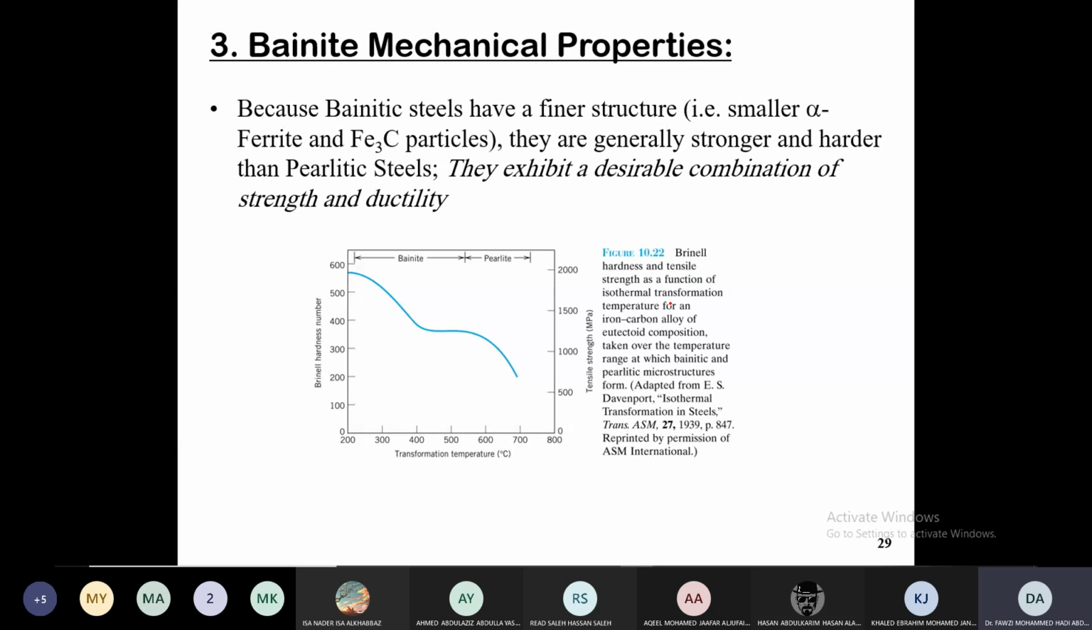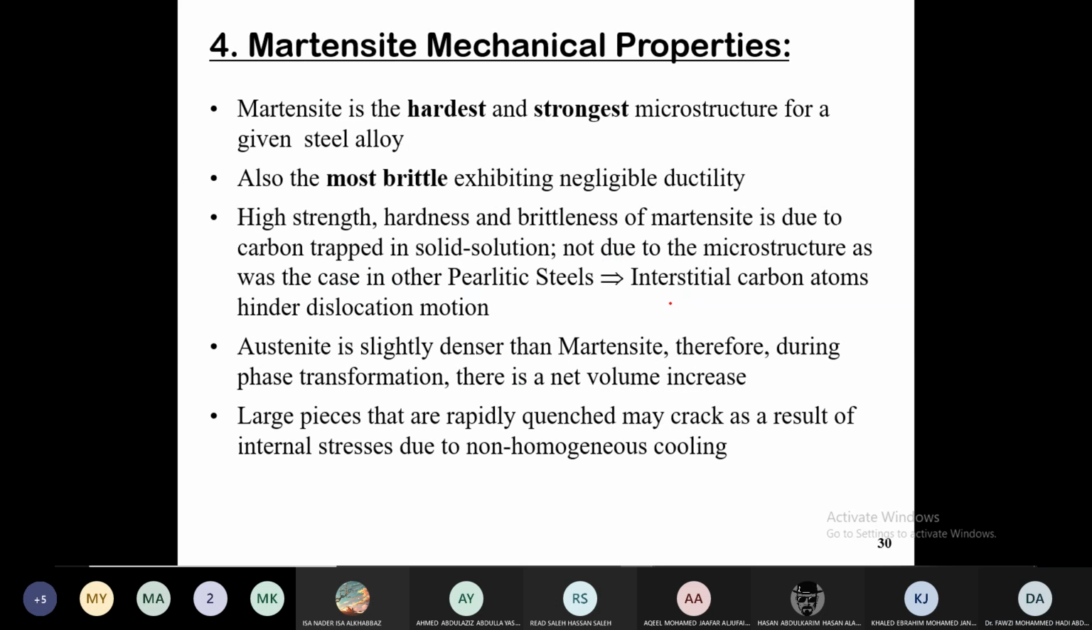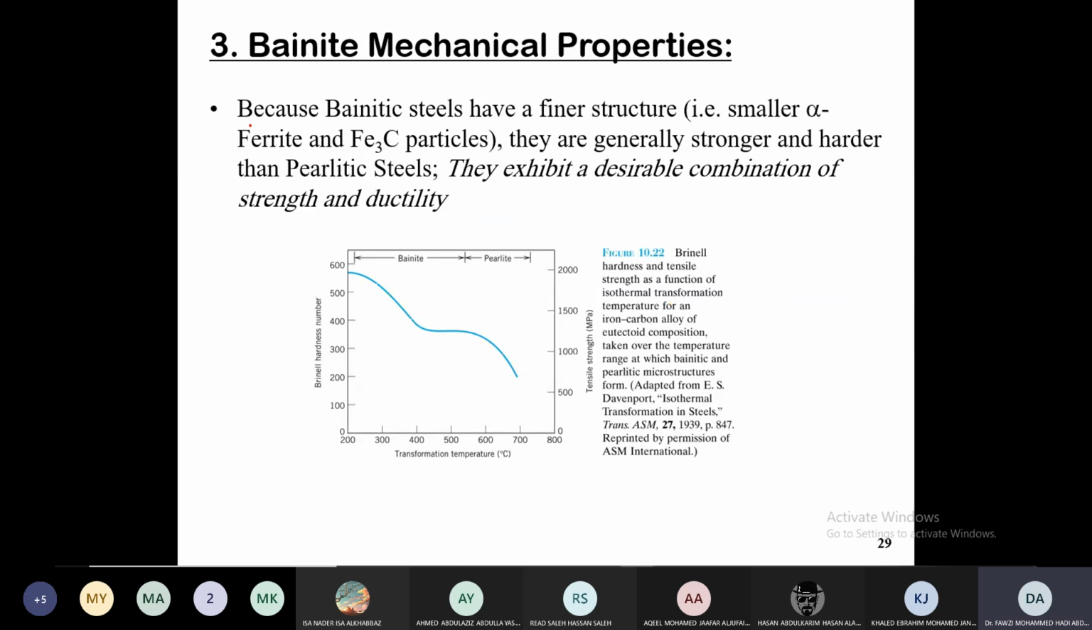Doctor? Yes. Time is up. Yeah, I will take another two or three minutes, please. Okay. Bainite mechanical properties. Only this slide, and we will stop.